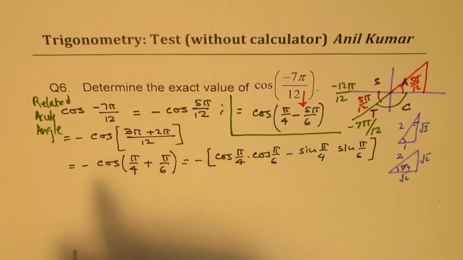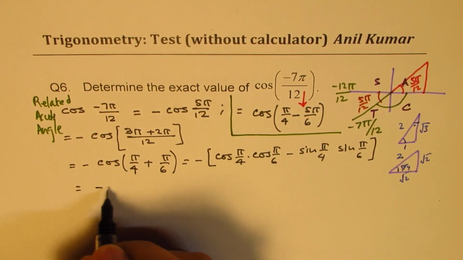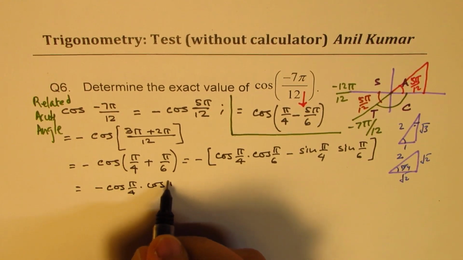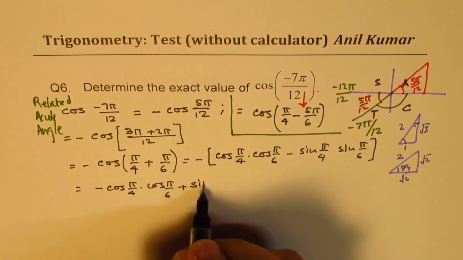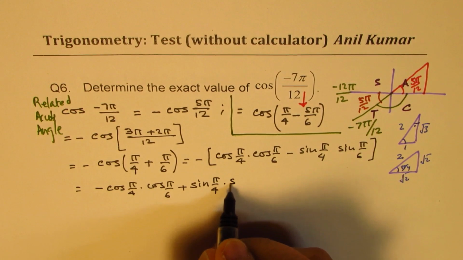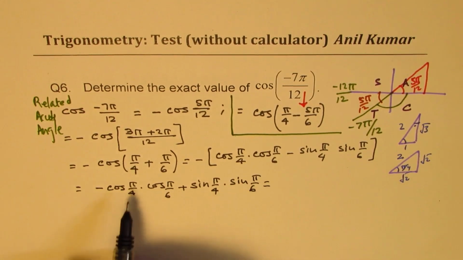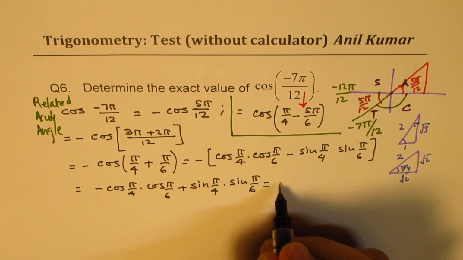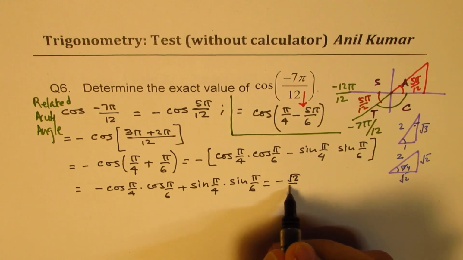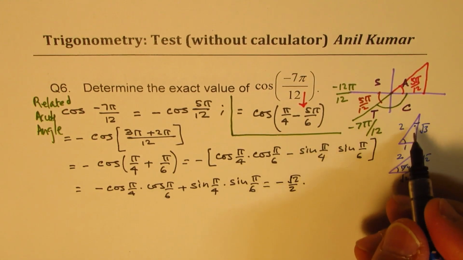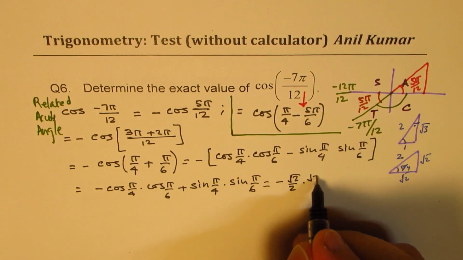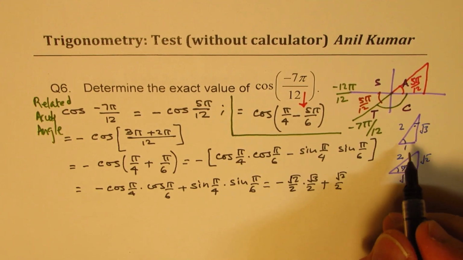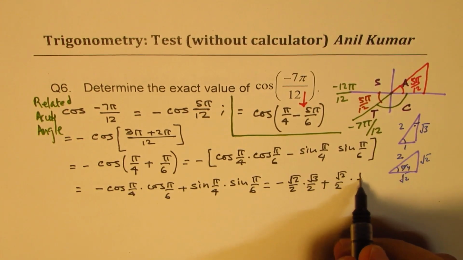Multiplying by negative will give us a negative cos of pi by 4 times cos of pi by 6 plus sine of pi by 4 times sine of pi by 6. Correct? Now cos pi by 4 is square root 2 over 2. So we'll write this as minus square root 2 over 2, cos of pi by 6 is square root 3 over 2, plus sine square root 2 over 2, and sine of pi by 6 is half.